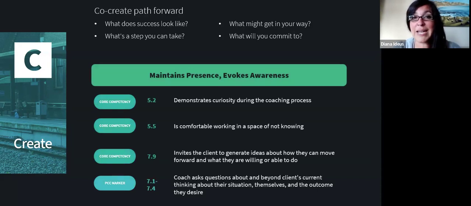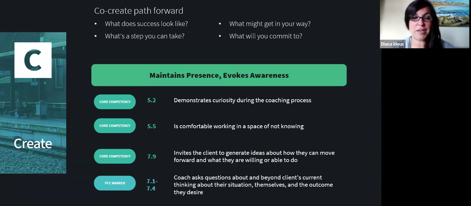So in maintaining that coaching presence and evoking awareness for the client, we're demonstrating curiosity, comfortable working in a space of not knowing. If you come from a consulting background or a leadership background, this is potentially harder for you. If you're coaching a lot of executives who maybe didn't sign up for ICF style coaching and are expecting more of a coach consulting hybrid, this sometimes can be challenging. But from an ICF perspective, we're expected to be comfortable in that space of not knowing. The idea for the ICF is that the client has the answer, not the coach. So the coach needs to be comfortable in that space. So we're also inviting the client to generate ideas.